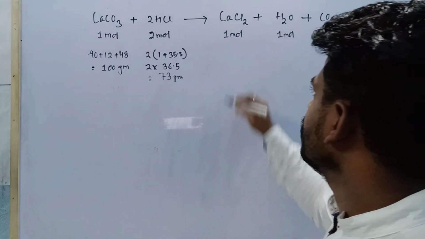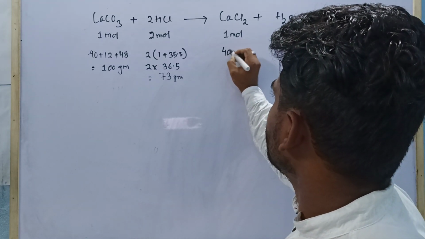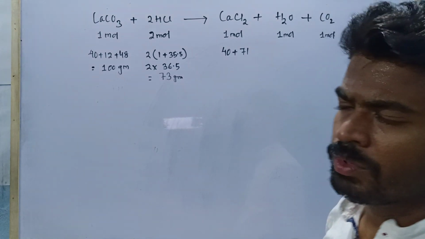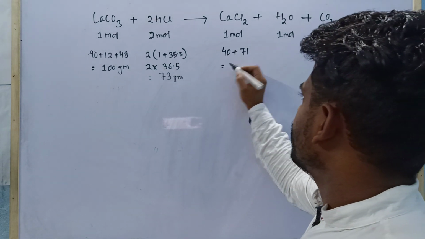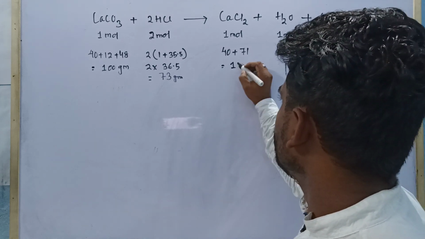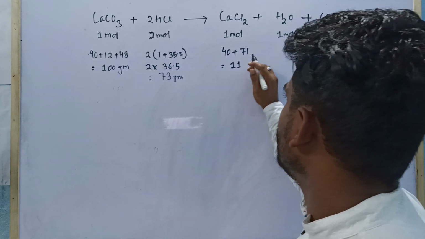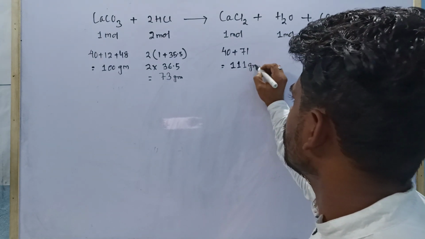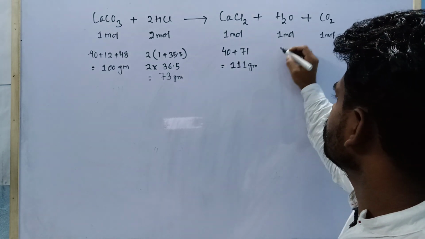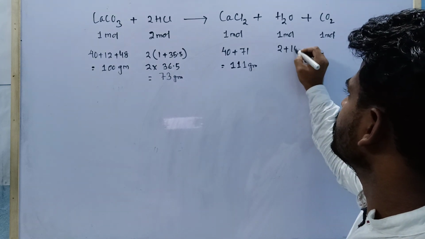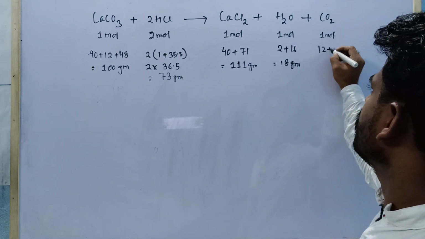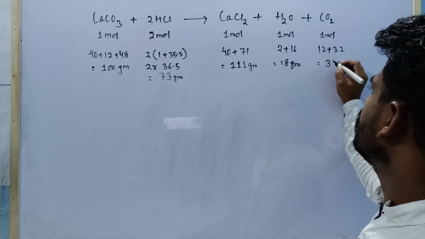Now here calcium chloride, that will be 40 plus 35.5 into 2, that will be 71, so that can be written as 111 gram. Next, in case of water, no need to explain over here: 2 plus 16, that will be equal to 18 gram. And here that will be 12 plus 32, that is equal to 44 gram.